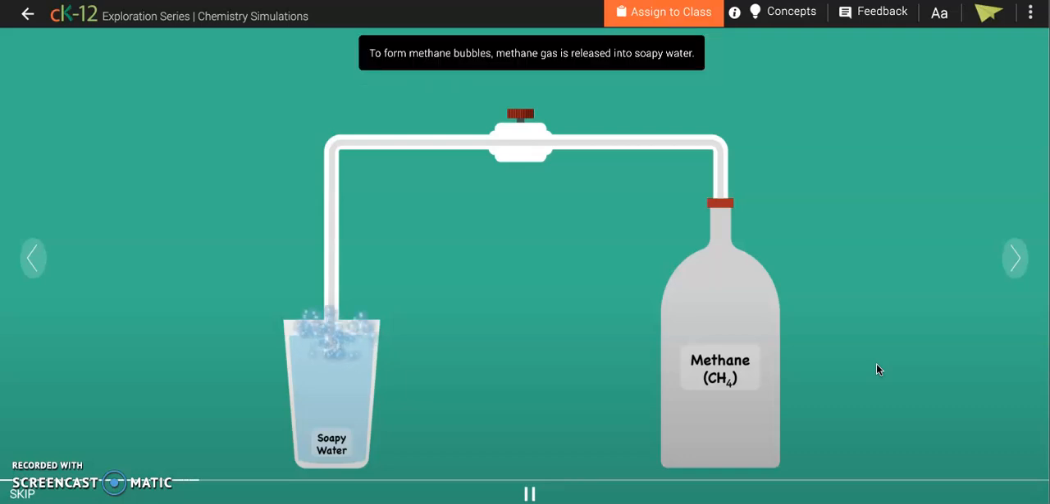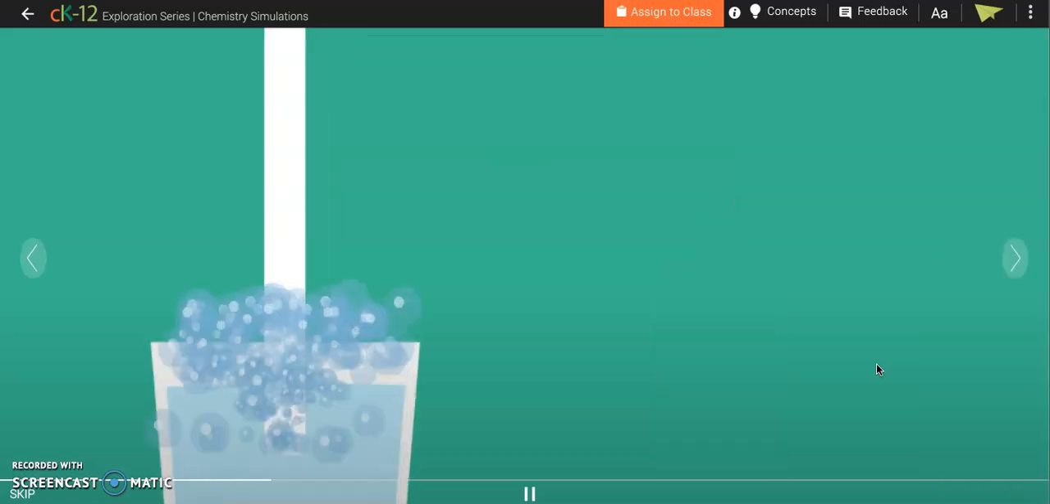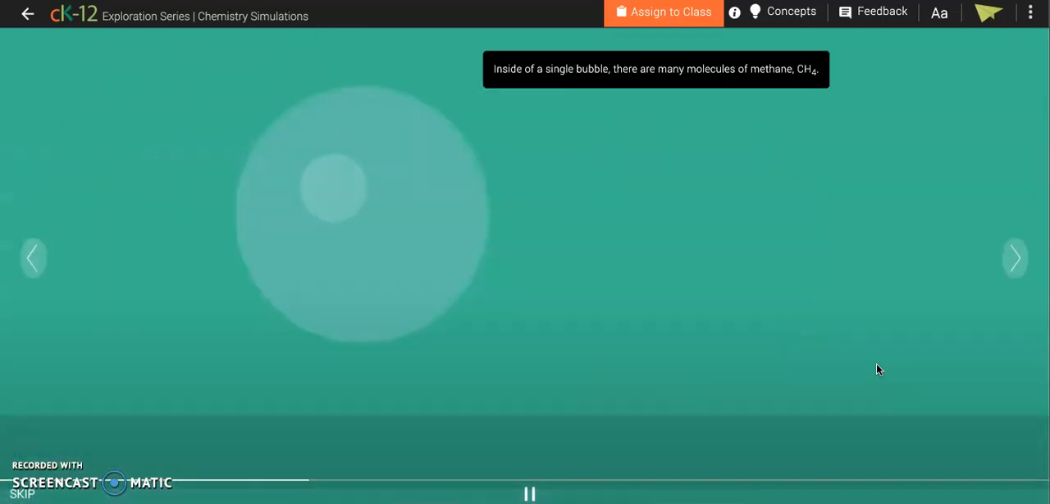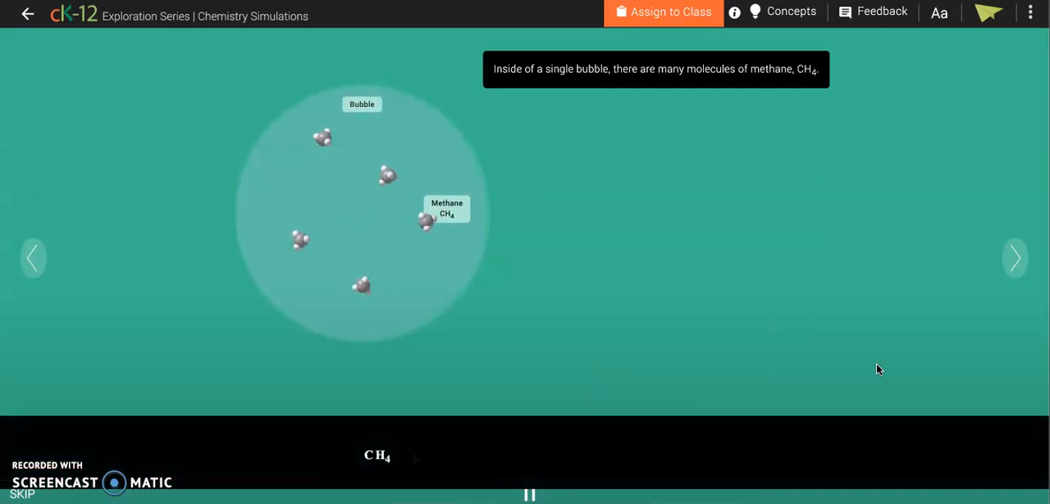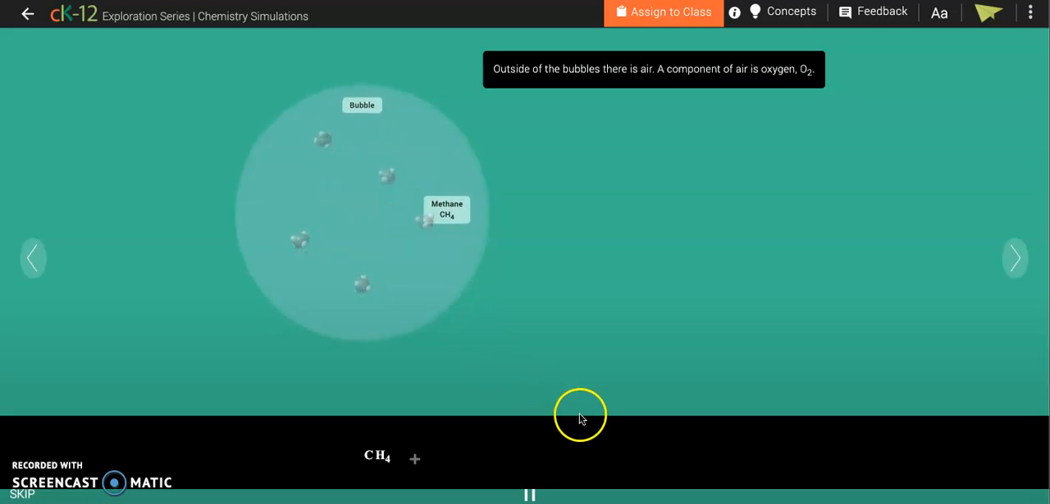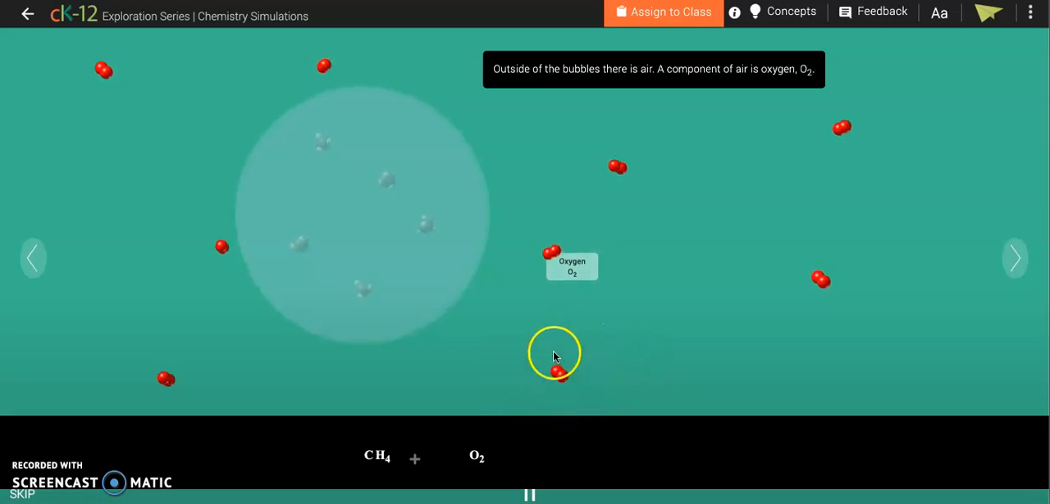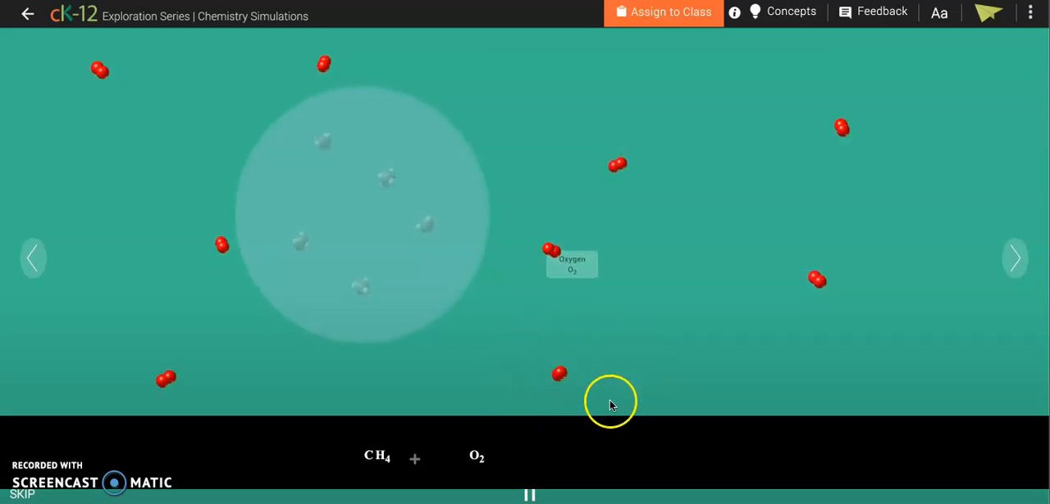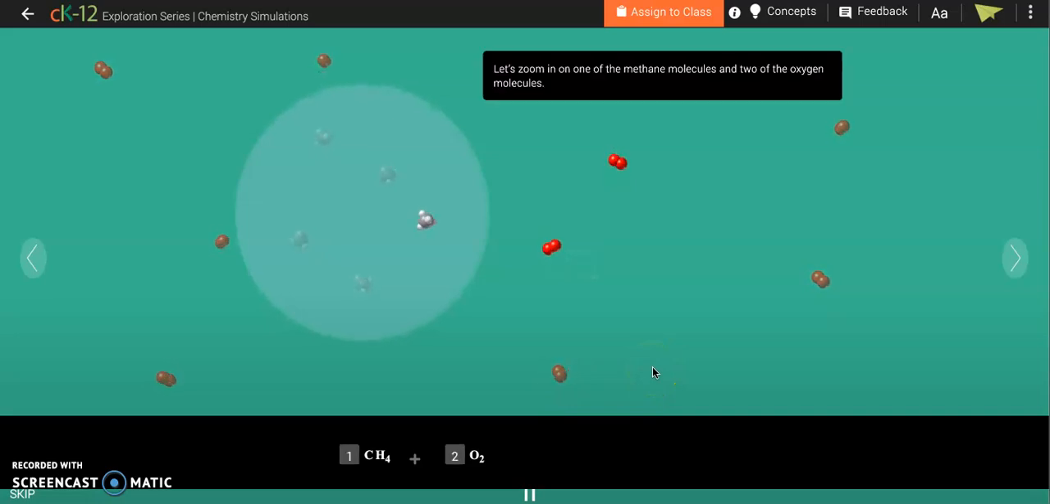To form methane bubbles, methane gas is released into soapy water. Inside of a single bubble, there are many molecules of methane, or CH4. Outside of the bubbles, there is air. A component of air is oxygen, O2. Let's zoom in on one of the molecules of methane and two of the oxygen molecules.